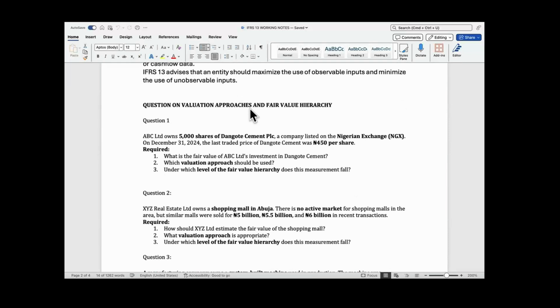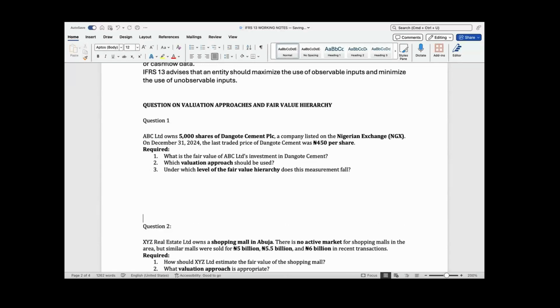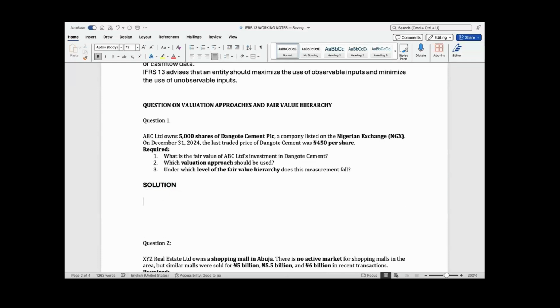ABC Limited owns 5,000 shares of Dangote Cement PLC, a company listed on the Nigerian exchange, on December 31st, 2024. The last traded price of Dangote Cement was 450 naira per share. Required: 1. What is the fair value of ABC Limited's investment in Dangote Cement? 2. Which valuation approach should be used? 3. Under which level of the fair value hierarchy does this measurement fall?